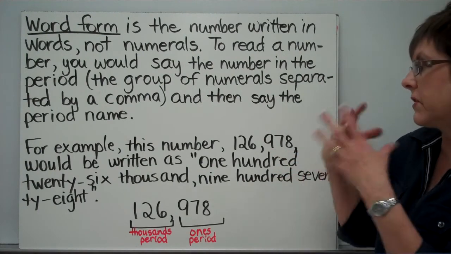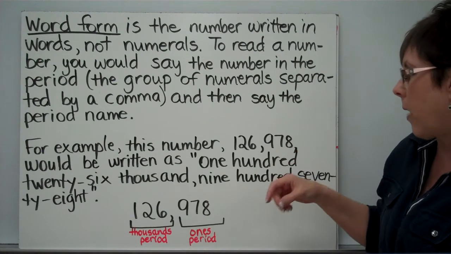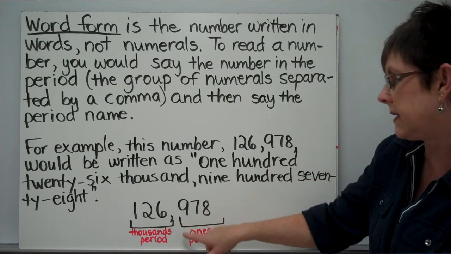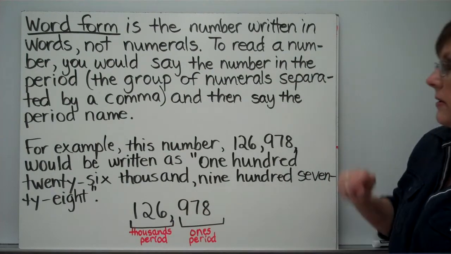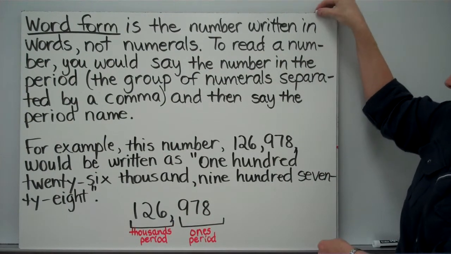So that's why we would say it or write it as 126,000, and there's your comma, 978.